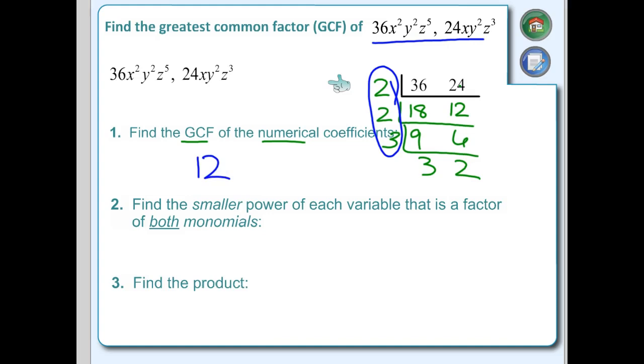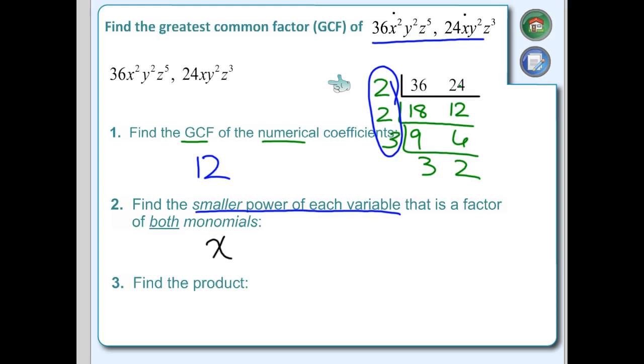Now we've got to look at the letter part. And if I look at the letter part, we've got to find the smaller power of each variable that's a factor to both. Now remember, it's the GCF. That C stands for what? Common factor. So it's got to be common to both. So let's look up here and see what we have. If I look at the x's, we have x squared and we have x. Well, the smallest exponent there is x to the first power, or x.